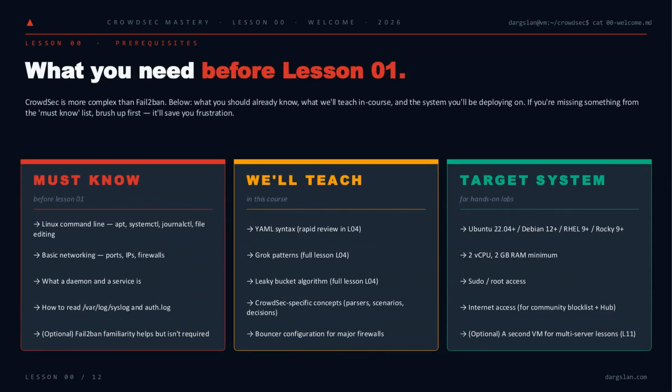Before we kick off Lesson 01, let's make sure you're set up for success. On the must-know side, I'm assuming you're comfortable at the Linux command line, you understand basic networking and what a daemon is, and you can tail a log file without breaking a sweat. Fail2ban experience is a nice bonus, but genuinely not required. Everything CrowdSec specific, YAML, Grok, leaky buckets, parsers, bouncers, we'll cover in the course. For the labs, grab a modern Ubuntu, Debian, RHEL, or Rocky VM with 2 vCPUs, 2 gigs of RAM, and sudo. That's it. If anything on the red list feels shaky, spend an hour brushing up now. Future you will be grateful.